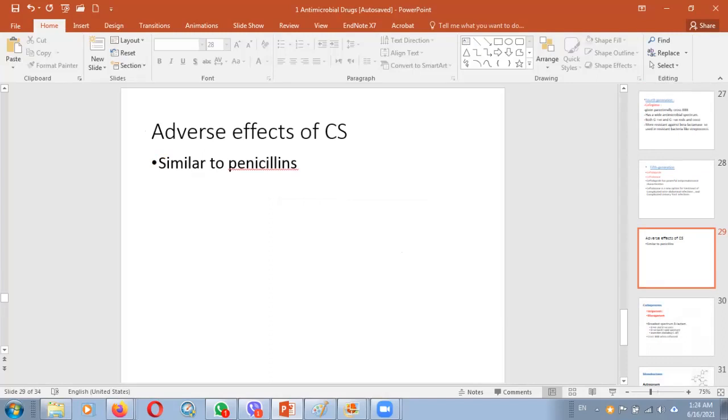What are the adverse effects of cephalosporins? They are similar to penicillins.